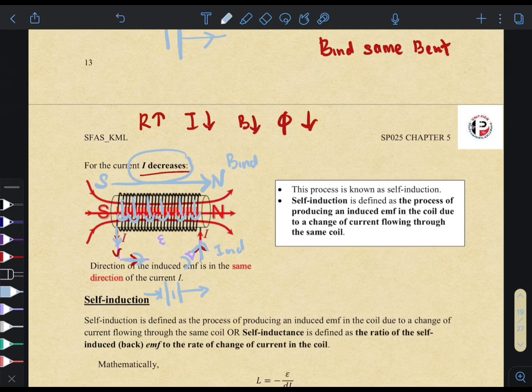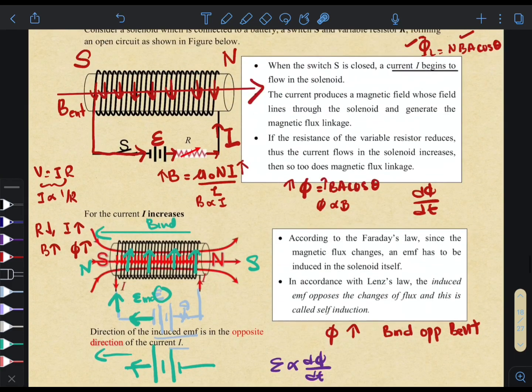If your I decrease pula, they are going to have the same direction. EMF induced, same direction as your current yang asal. This process is known as self-inductance. Self-inductance is defined as the process of producing an induced EMF in the coil due to the change of current flowing through the same coil. So, dalam coil yang sama ini, kita tak tukar coil lain tadi, masih coil yang sama.